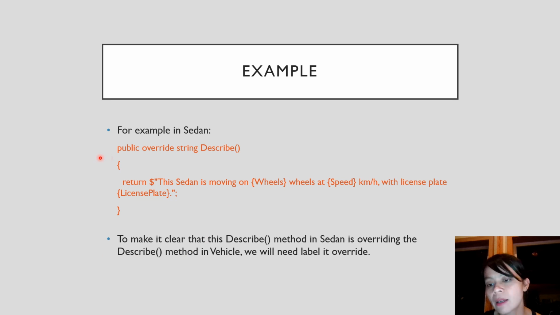So spend a minute or so and take a look at this code here. Okay, so you have public override, and then the data type string, and then the method name. To make it clear that this describe method in sedan is overriding the describe method in vehicle, we'll need to name it override.